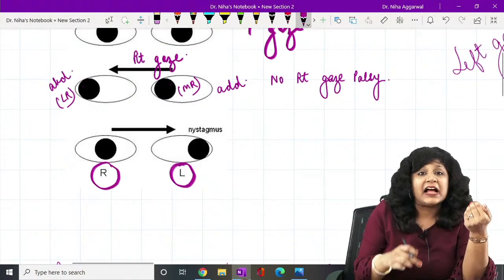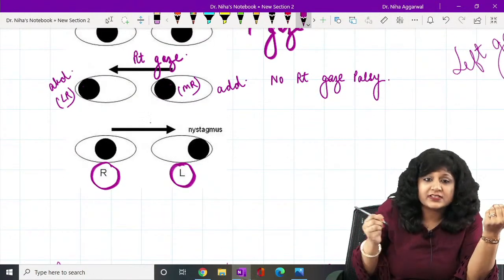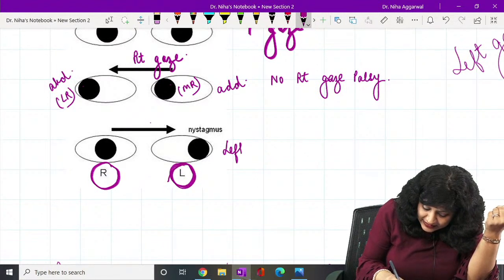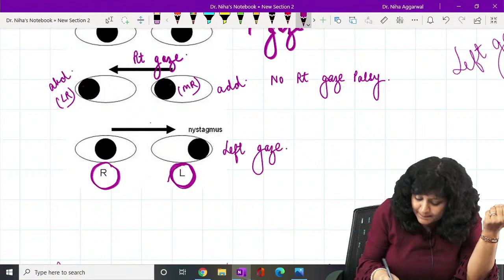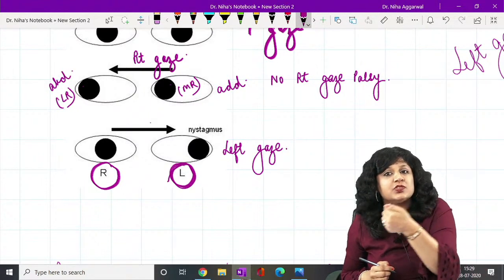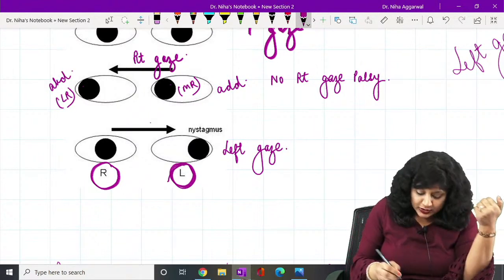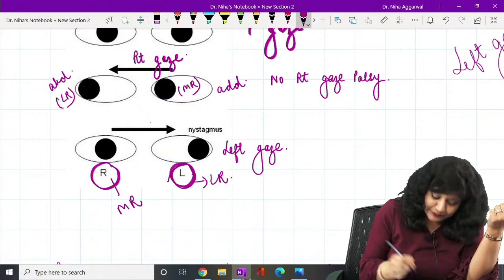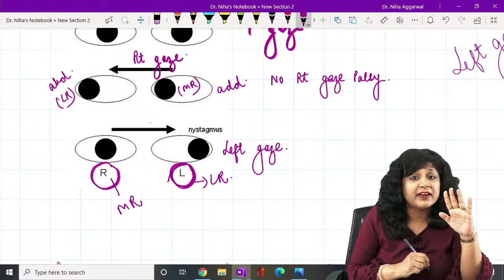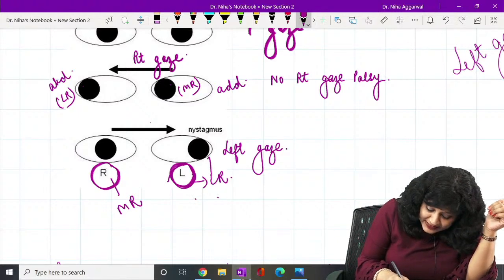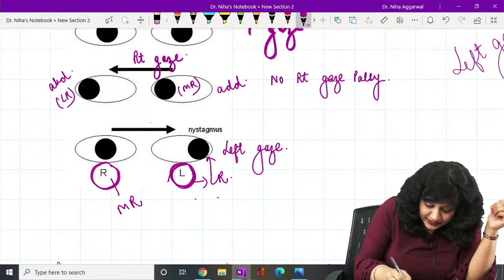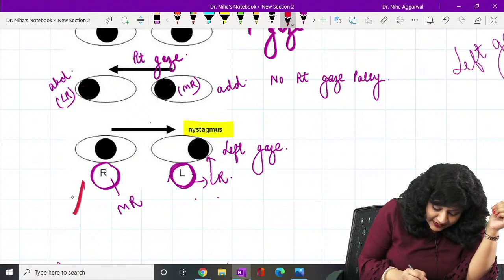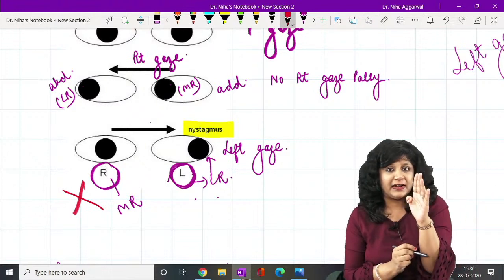Now see the other condition. When the arrow is this side towards the left eye, that means this is your left gaze, when the person is trying to see towards the left side. So now the left eye lateral rectus and the right eye medial rectus have to contract. Clear? Now left eye lateral rectus is contracting, but it is showing you nystagmus. But the right eye medial rectus is not contracting. See, it is in the midline only.